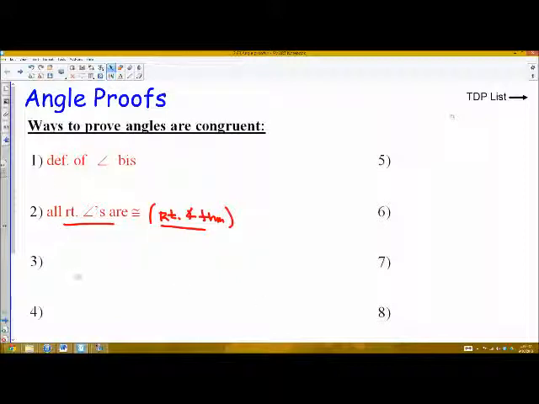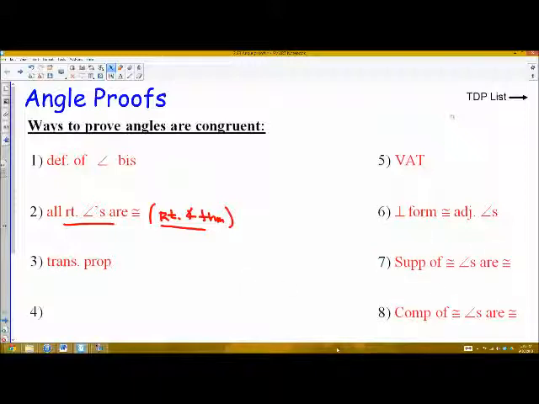Another way to conclude 2 angles are congruent to each other is through the transitive property. Another method is the vertical angle theorem. If I have perpendicular lines, they form congruent adjacent angles. Supplements of congruent angles are congruent, which should also remind you of the complements of congruent angles being congruent. Now, I purposely left number 4 for last because it's easily overlooked, and it's actually the reflexive property. Any angle is congruent to itself, and that's one that's going to come up once we get to triangle proofs. It comes up quite a bit. So those are the 8 ways we can conclude that angles are congruent to each other.